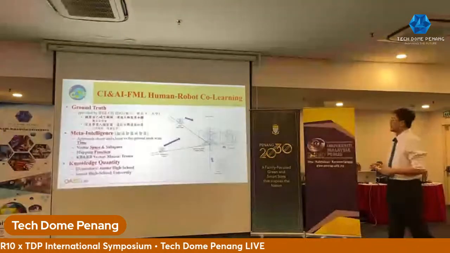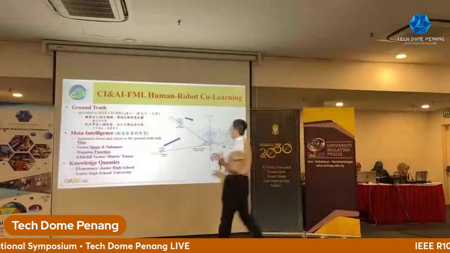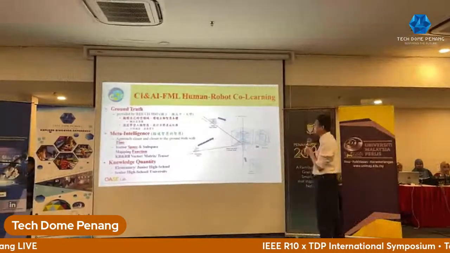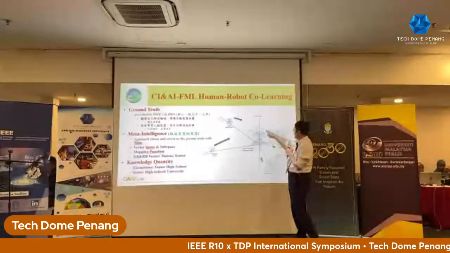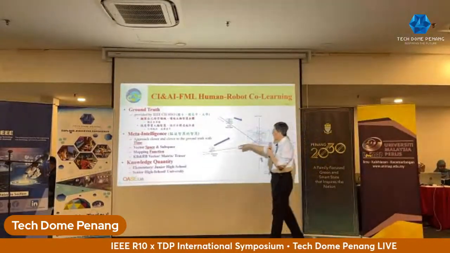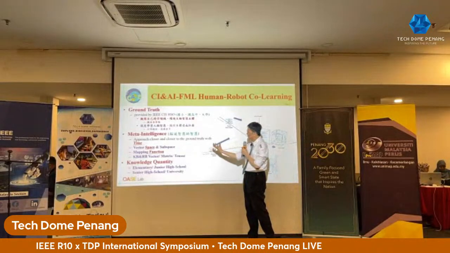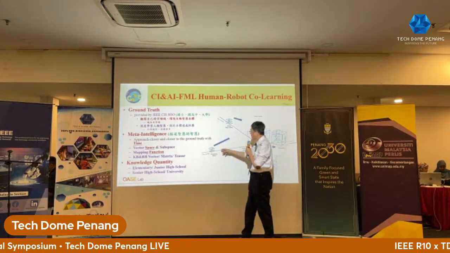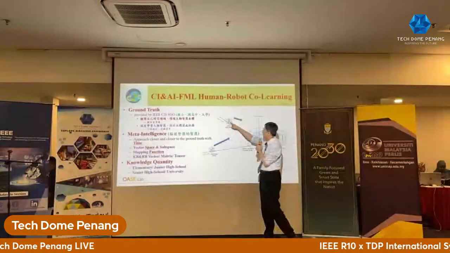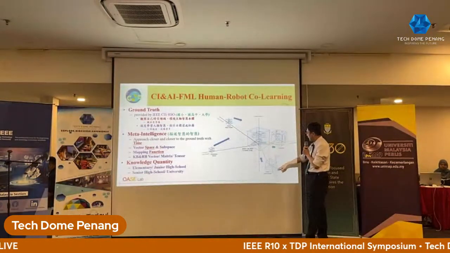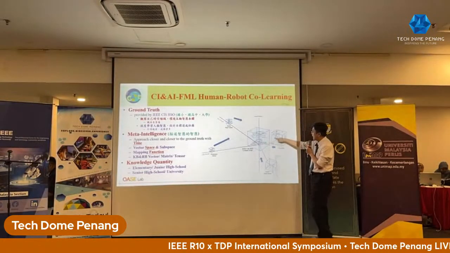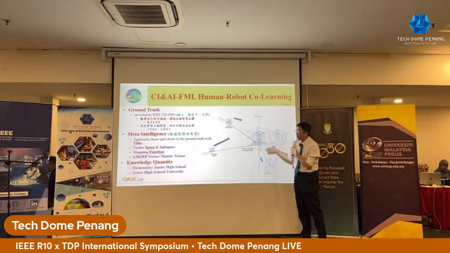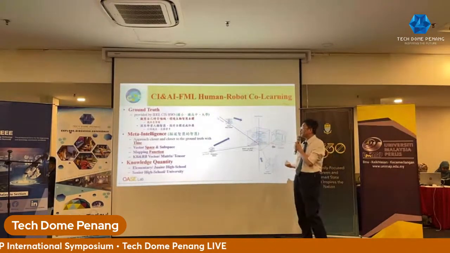Our ground truth is provided by the IEEE CIS, Computational Intelligence Society. You can see the ground truth here. For elementary school students, they can learn some knowledge, but the knowledge quantity is not so much. This is for junior high school and senior high school students and undergraduate students. And if you are a PhD student, you can learn all of computational intelligence.